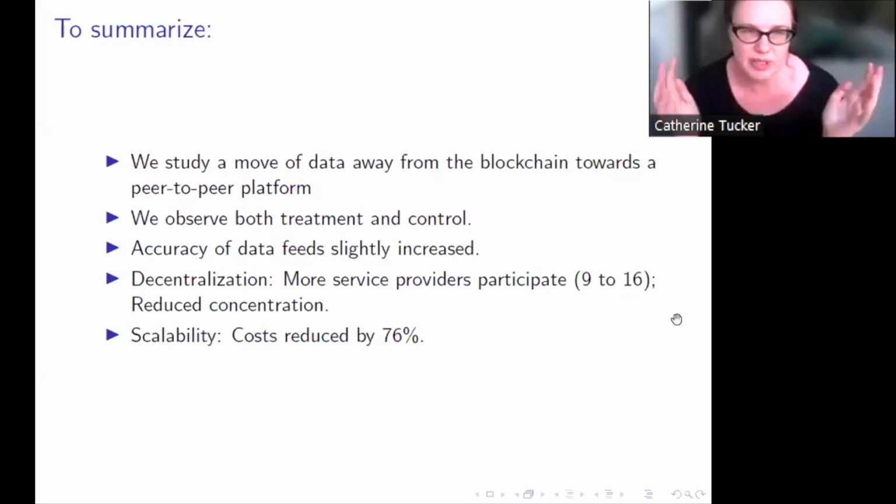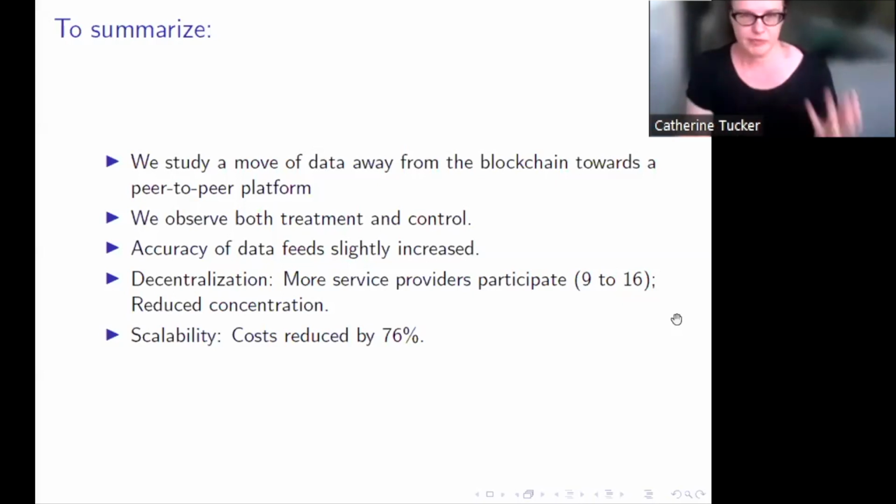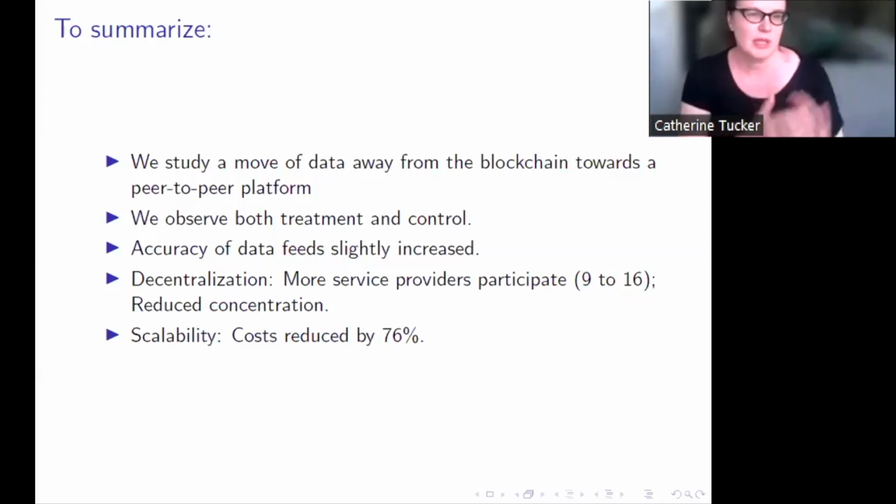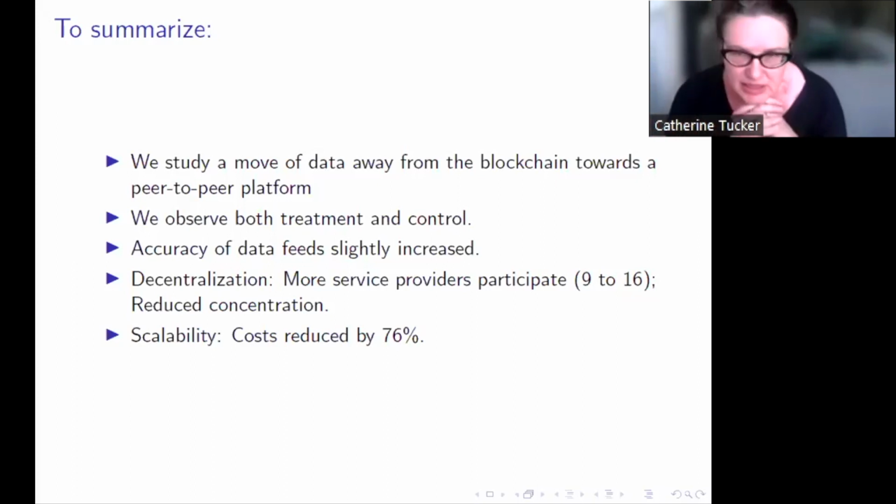What we did, remember, is that we studied what happens when you move the provision of data feeds for a smart contract from the blockchain towards a peer-to-peer platform, which acted as a layer 2 technology and was an alternative. As I said, I'm excited about the identification because we have both treatment and control. We found, if you torture the data, the accuracy of feeds slightly increased. We have some evidence, not the strongest, that any accuracy we saw came from having more data feed providers. That doesn't surprise anyone who knows anything about statistics.